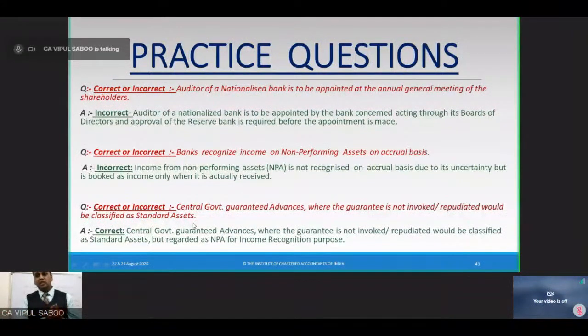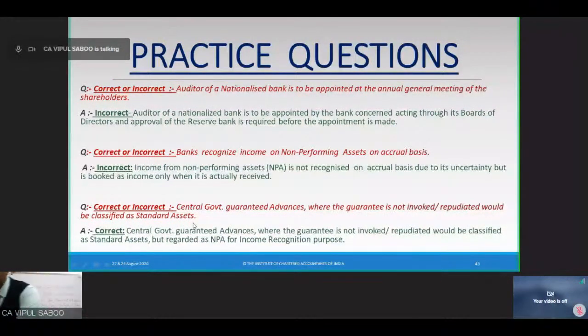This difference: in the balance sheet, it would be classified as standard asset, but for prudential norms purpose, for recognition of income coming from this asset, the interest income, it would be treated as NPA. The same is not with the state government backed loans. The state government guaranteed advances, they move on like the normal advances. It is only with the case of central government guaranteed advances.